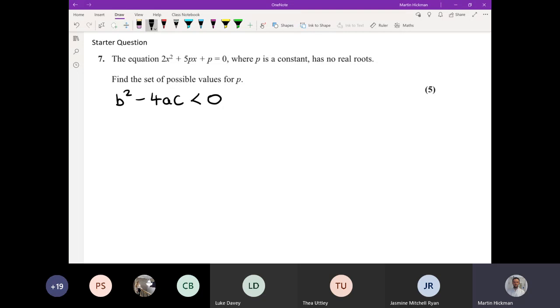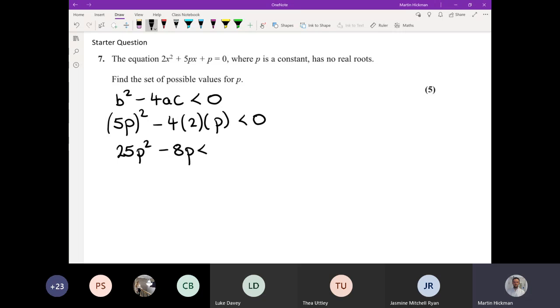Looking at the equation, b is the coefficient of x, so I'm doing 5p, all squared. The a is the coefficient in front of the x squared, and the c is just the constant term left over, so that's simply going to be the p there. When I square this 5p, make sure you square the 5 as well, for 25p squared minus 8p less than 0. Okay, so this is the inequality.